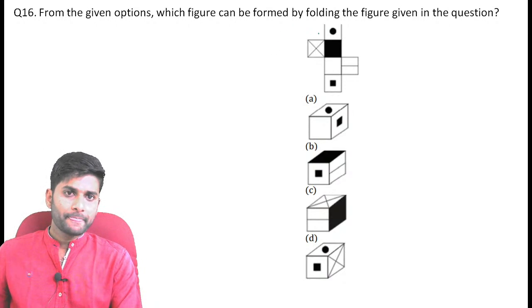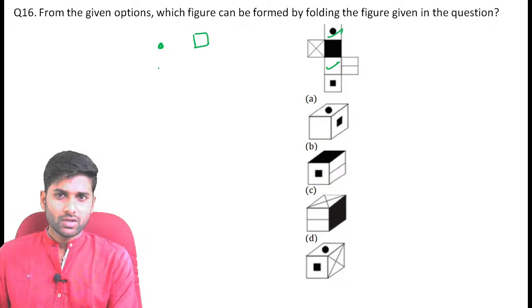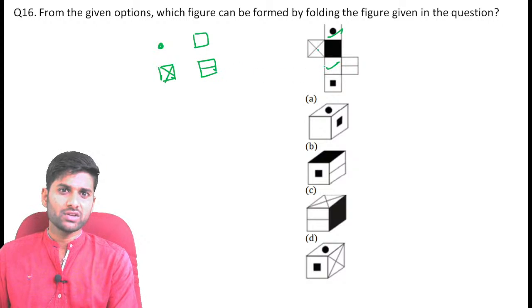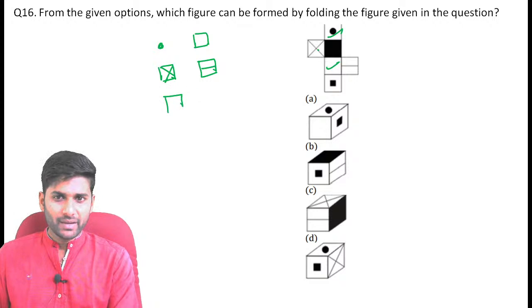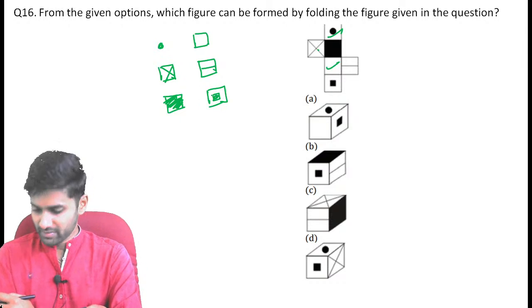Same model, see. Here first you need to decide the opposite pairs. Here the dot point and this are an opposite pair, that is the empty box. Second one, the cross box is opposite to this box. And what is the remaining? Complete shade. Complete shade is opposite to the square shade box. So these are the important parameters.